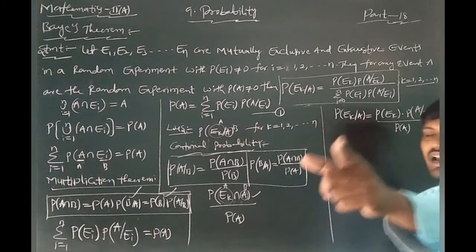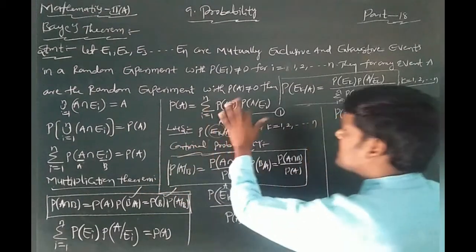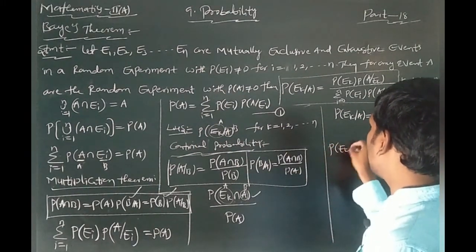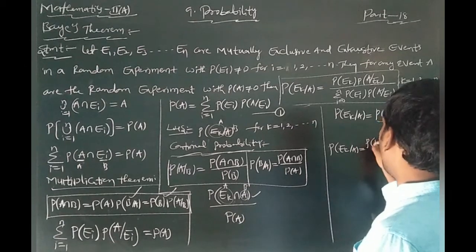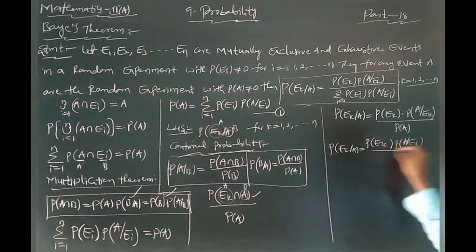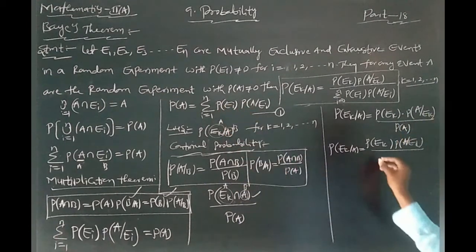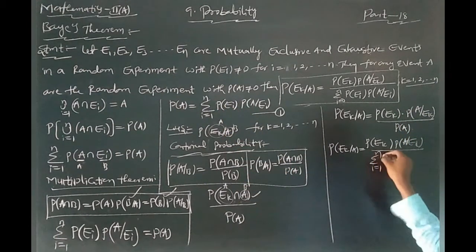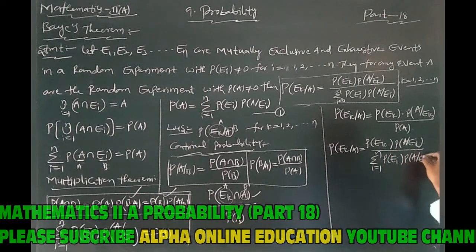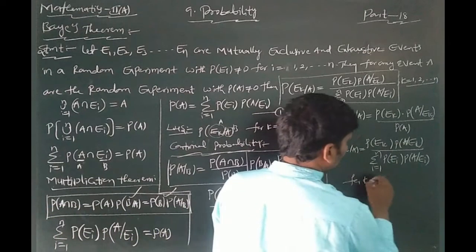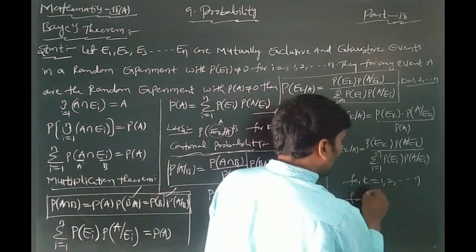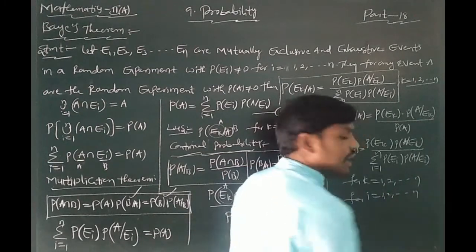You know the P of A value. What is that value of P of A? It is in equation 1. You get P of E_K by A equal to P of E_K into P of A by E_K, divided by P of A, whose value is the summation of i equal to 1 to n of P of E_i into P of A by E_i. Here K is equal to 1, 2, and so on up to n. Similarly, i is equal to 1, 2, and so on up to n.